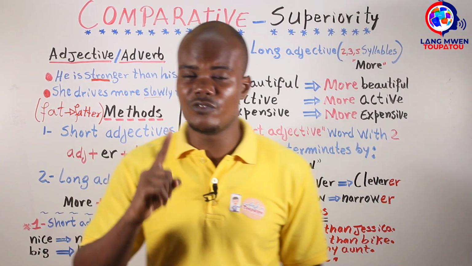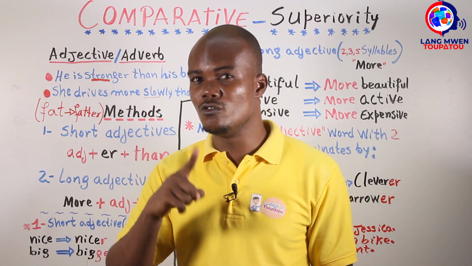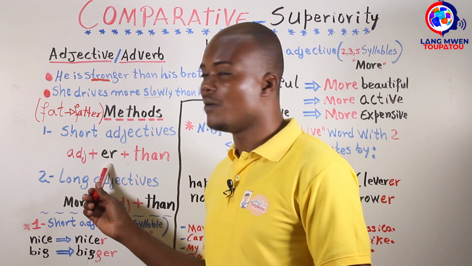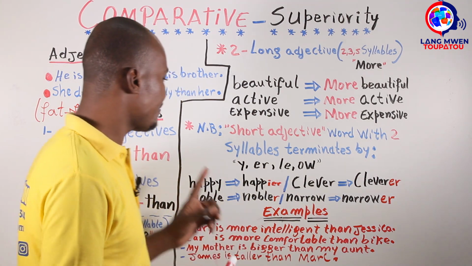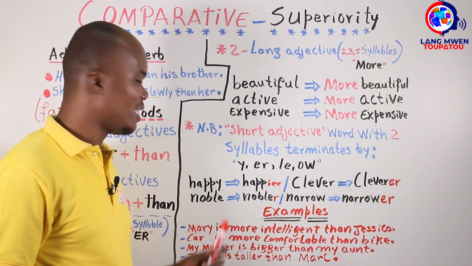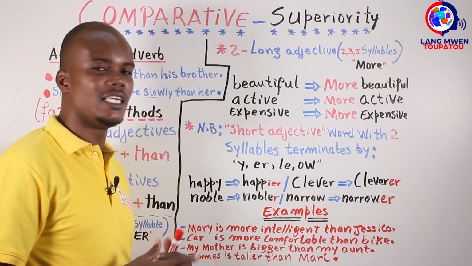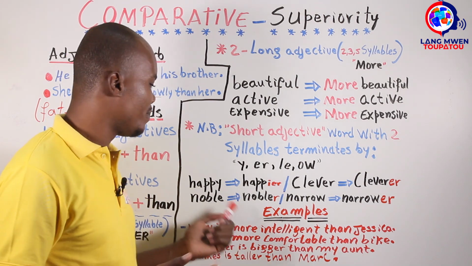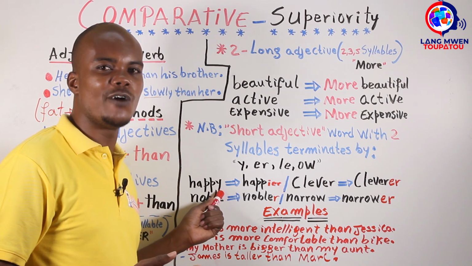And do you remember the formula for short adjectives? Well, the formula applies to these ones too. Let me show you. Happy. How many syllables does happy have? It has two. Why is it considered a short adjective? It's because it is terminated by Y.